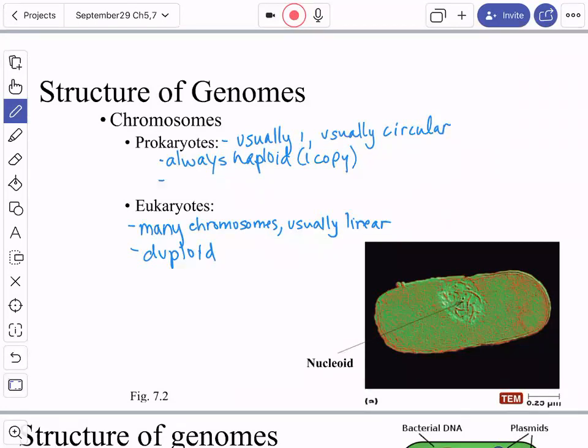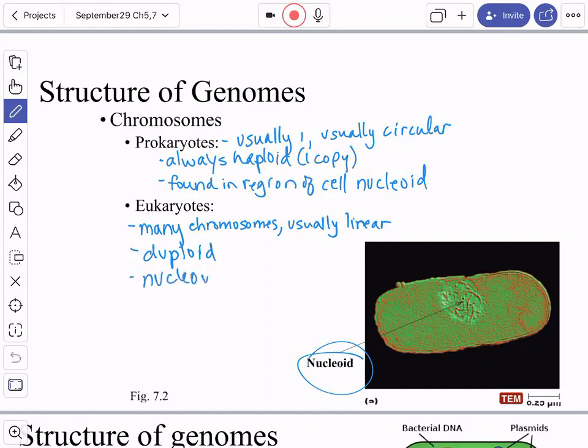And where's that DNA found in prokaryotic organisms? Found in a region of the cell that we call the nucleoid region. All right, so that's down here. Remember, it's not enclosed in a membrane. And of course, for eukaryotes, those chromosomes are going to be found in the nucleus. But remember, the DNA of mitochondria and chloroplasts are in that prokaryotic form. Okay, so they're circular.